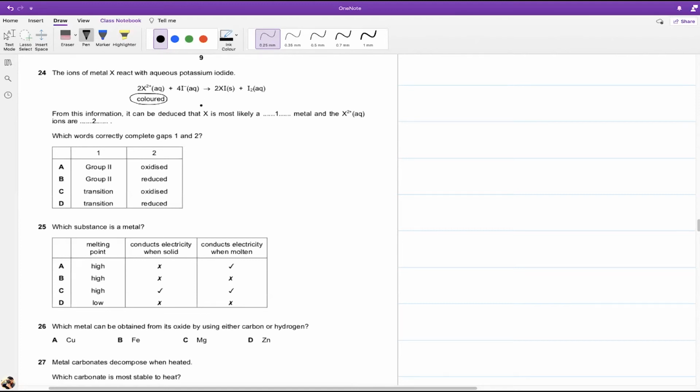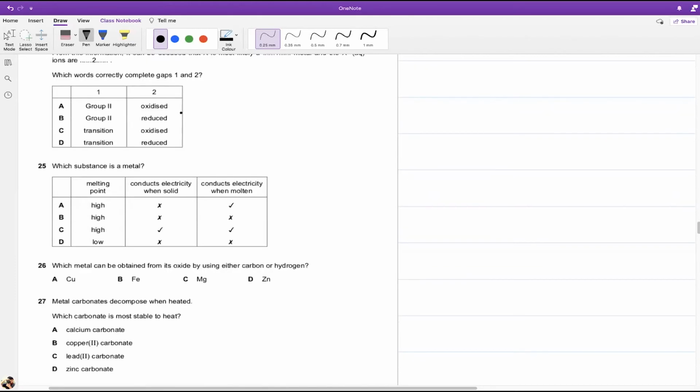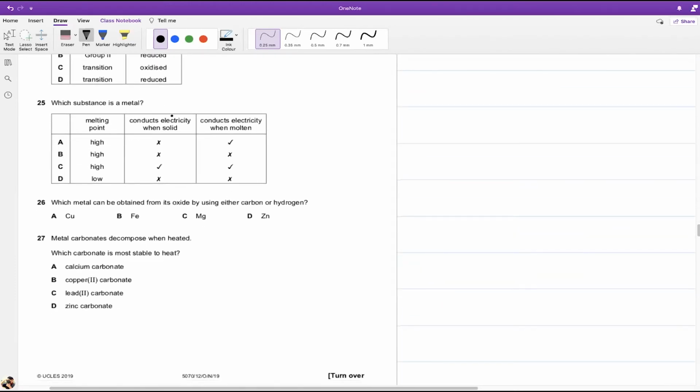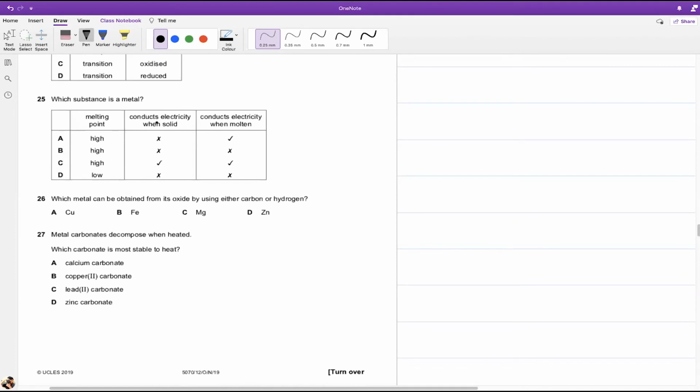Sorry, and some iodide ions are not taking part in that reaction. All right, which substance is a metal? High melting point, yes. Conducts like a solid, yes. And that leaves us with just C. We don't even have to look at the third one.